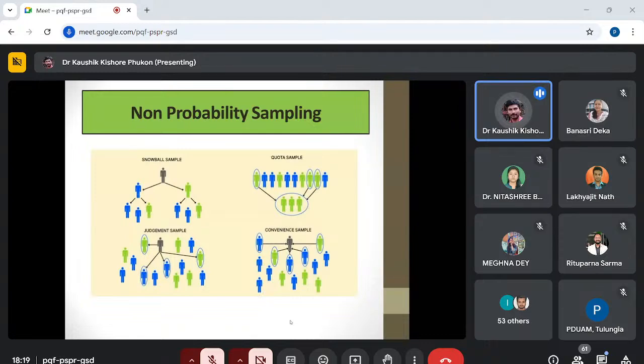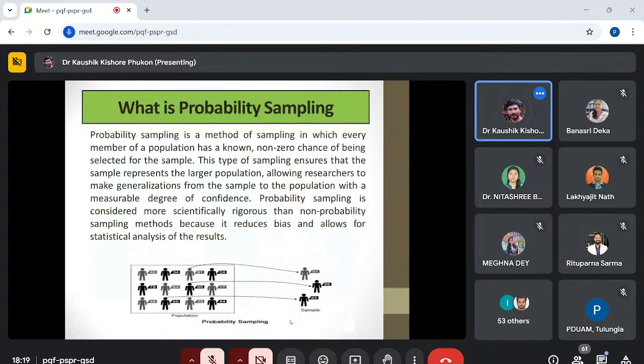Okay, so next, probability sampling. Very simple. In probability sampling, we have certain elements, you assign numbers to them, and you can draw numbers by using the lottery method or anything else, and you will get a sample.